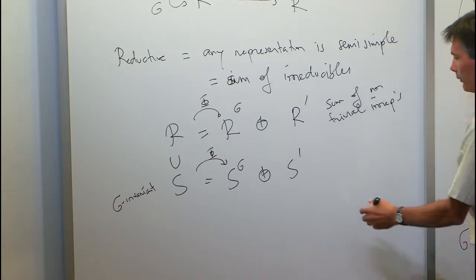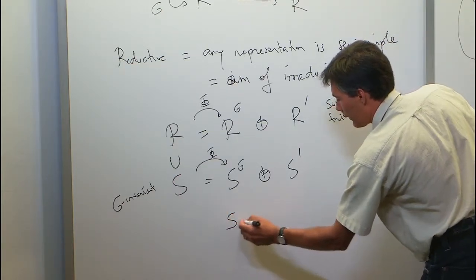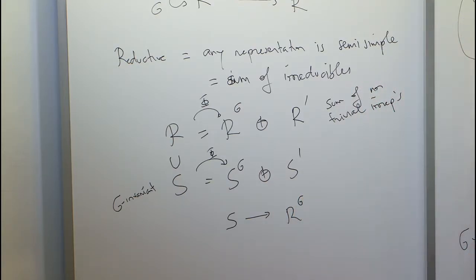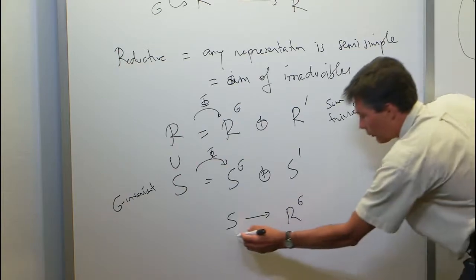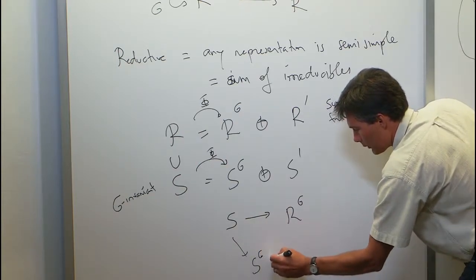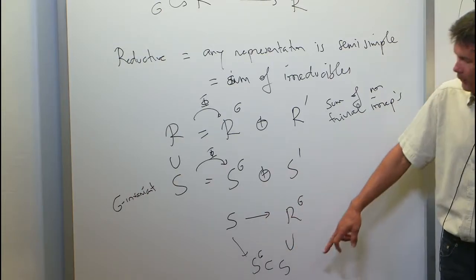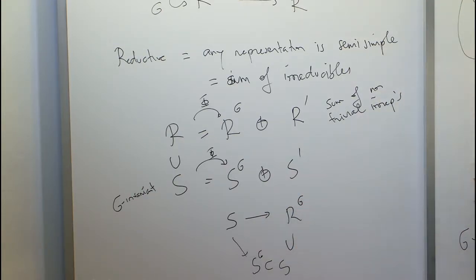What I just want to stress is that a priori the Reynolds operator would map it to R^G, but in fact it goes to S^G, which is contained in S. So if you apply the Reynolds operator to some G-invariant subspace, you stay in this subspace.